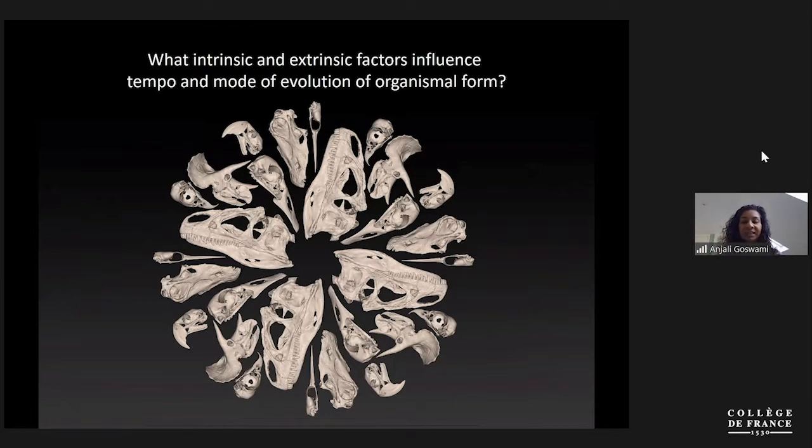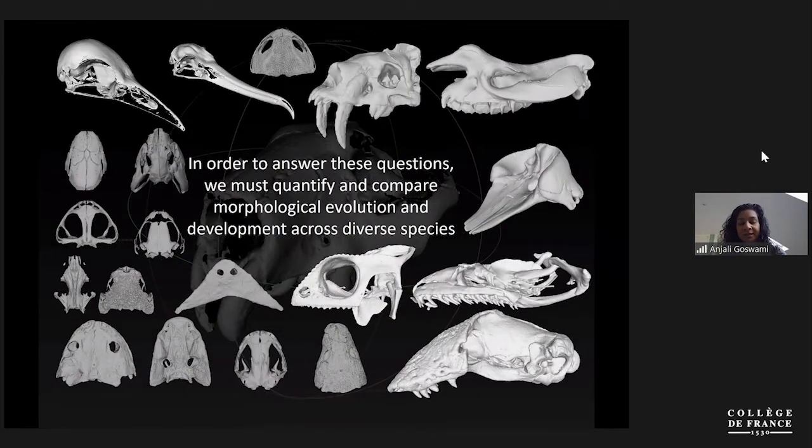And so to do this, what we really need to do is gather a lot of data. We need to gather data that really captures the diversity of organisms and then try to reconstruct how those different shapes evolved, whether some of them evolved faster or slower, whether those shapes reflect ecology or life history, do they reflect habitat or diet, and how do they differ across some of the different groups that we look at.